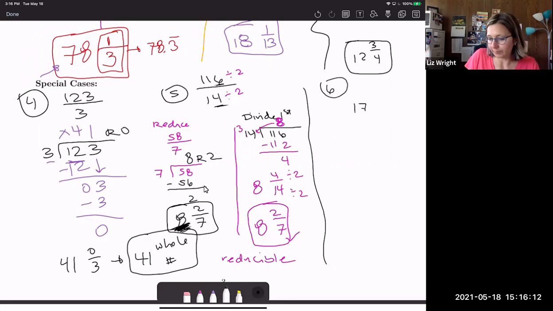17 over 31. Why is that a special case? Is that an improper fraction to begin with? No, it's a proper fraction to begin with. So it's already simplified. It's already proper and simplified.